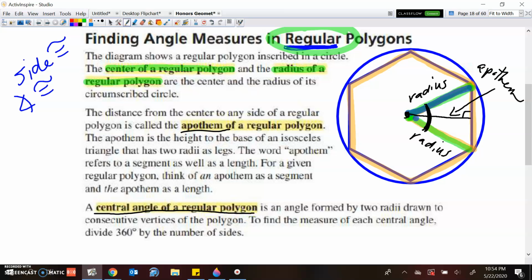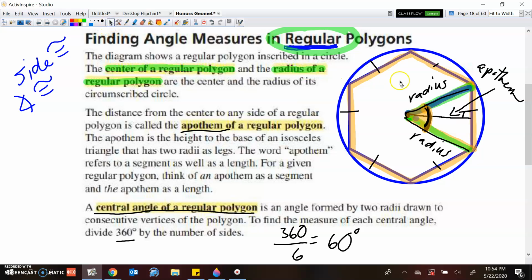If I want to find what that is, I divide 360 by how many sides it has. In this case, I have 1, 2, 3, 4, 5, 6. I just said it's a hexagon. So to find the measure of that central angle, I would do 360 divided by 6 and find that it is 60 degrees. So this angle here is 60 degrees. Now before we do any hard calculations, let's just make sure we understand that.